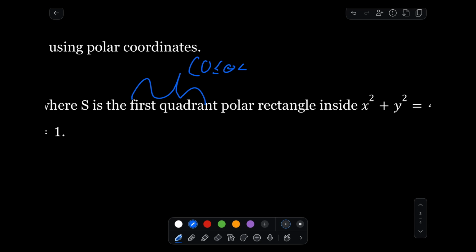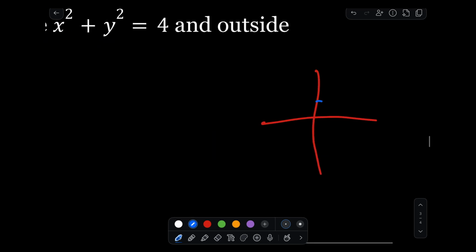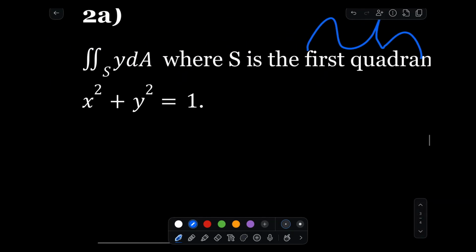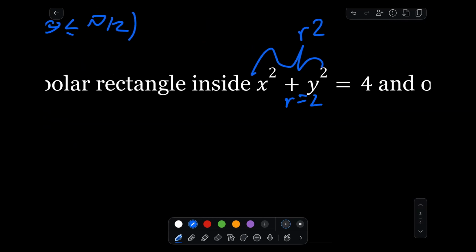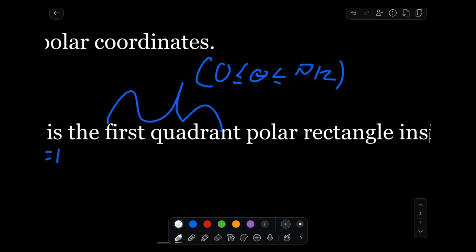0 is less than or equal to theta, less than or equal to pi over 2. So we know this. So we know that this is r over 2, r equals 1. And remember that this is going to be r squared. So this is going to become r equals 1 and r equals 2 right here. And now we have all the steps and all the tools to integrate.